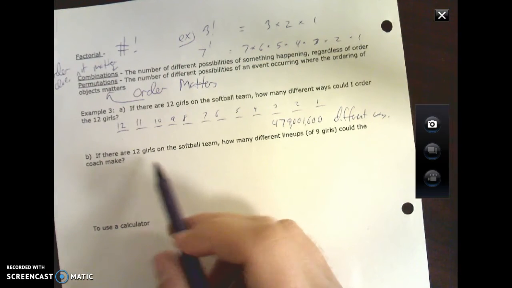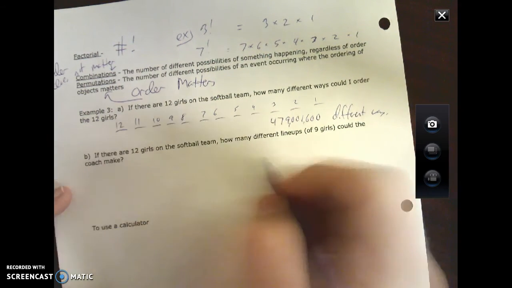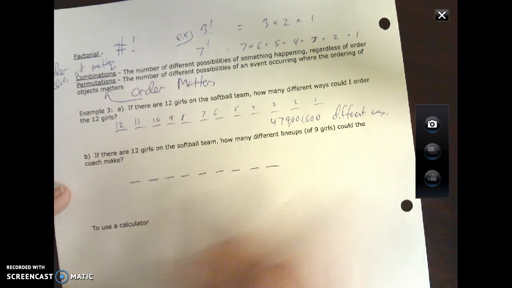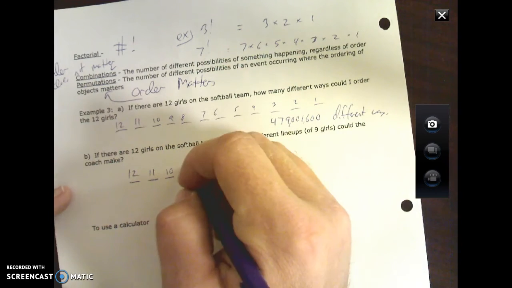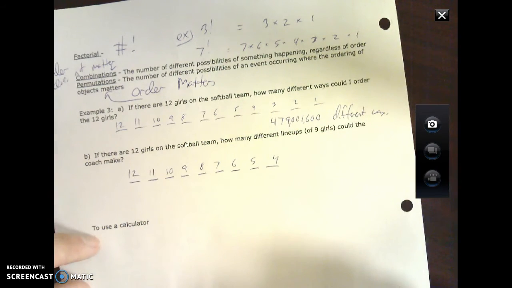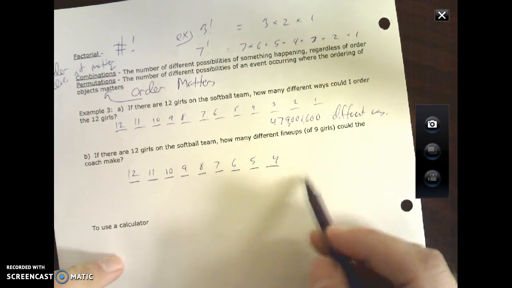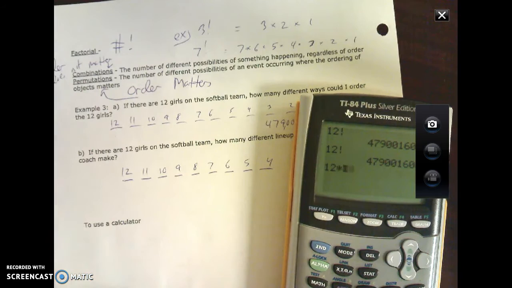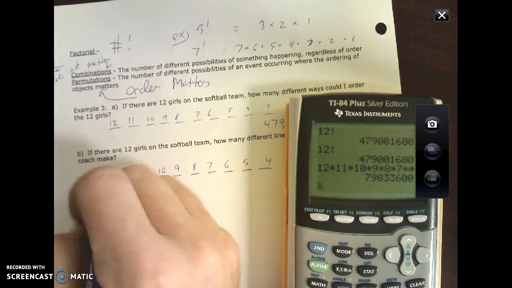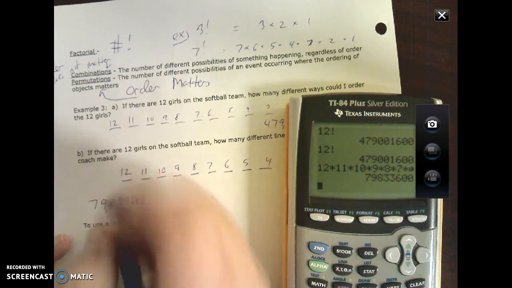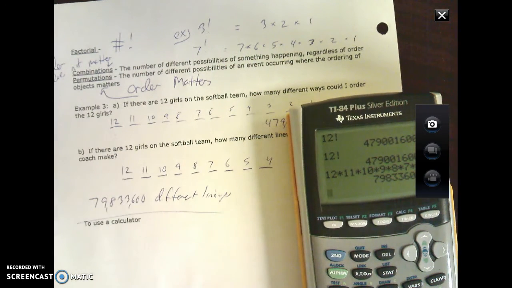Alright, but now for part B, it says if there are 12 girls in the softball team, how many different lineups of 9 girls could the coach make? Notice before I was making different orders for 12 girls. Here it's only 9. So I go 1, 2, 3, 4, 5, 6, 7, 8, 9. My first spot, I have 12 possibilities. Second spot, I have 11. Then 10, then 9, 8, 7, 6, 5, 4. So notice that here I'm missing the 3, 2, 1. So when I'm typing this in, I'm just going 12 times 11 times 10 times 9 times 8, all the way down to 4. So I get 79,833,600 different lineups. Okay, so that's what we're looking at right there.